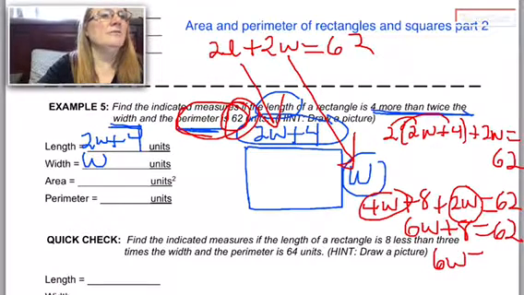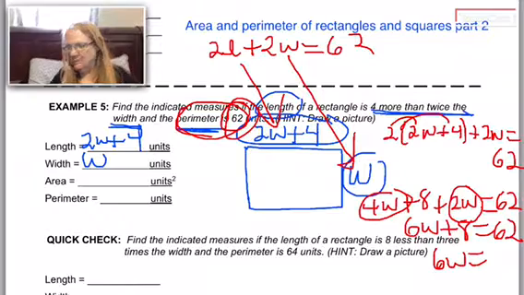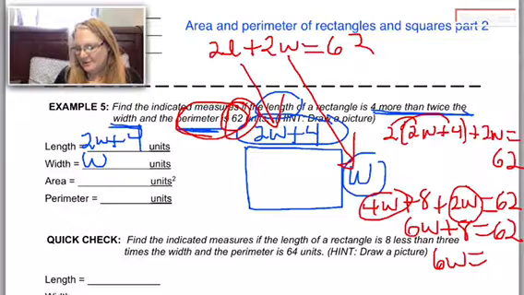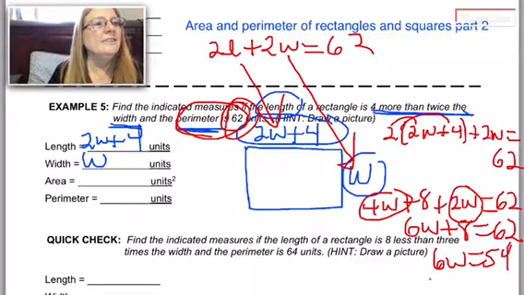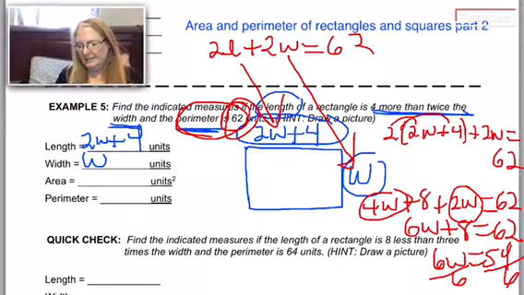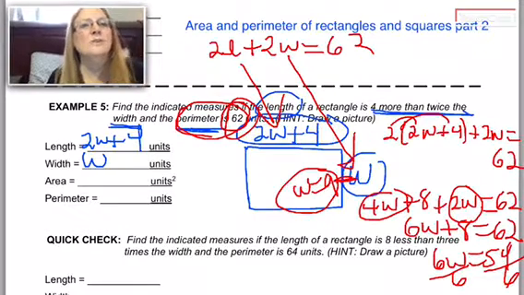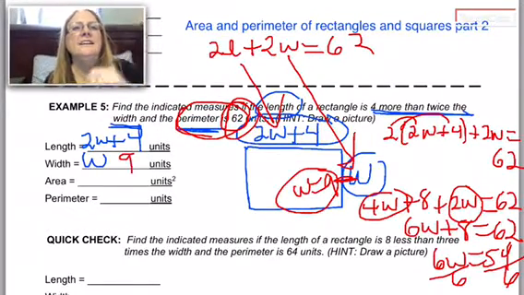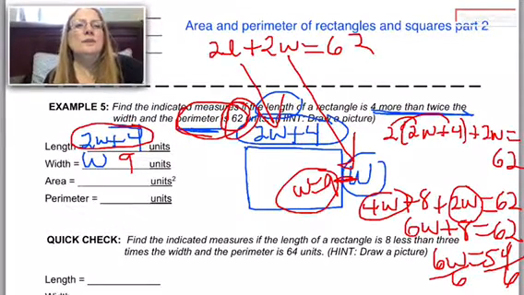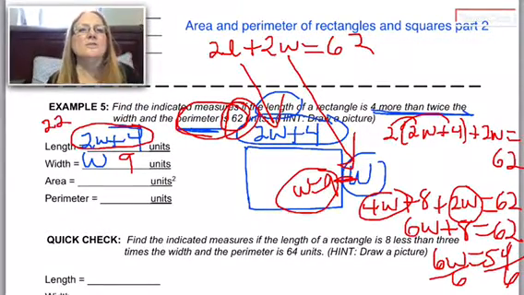If I subtract 8 from both sides, let me double check and not make a mistake. 62 minus 8 is 54. And then 54 divided by 6 is 9. So W is 9. So we say that the width is W. So my width now I know is 9. And my length was 2W plus 4. So 2 times 9, 18, plus 4. So my length is 22.